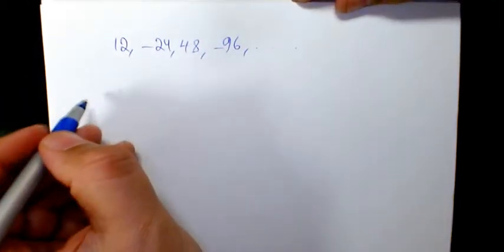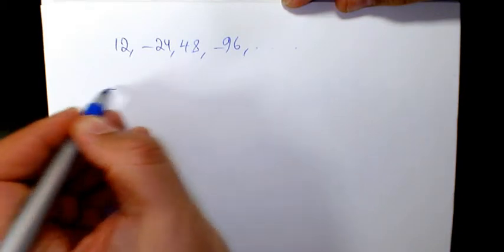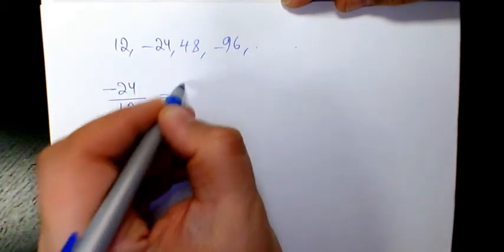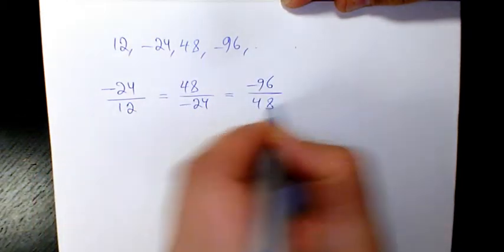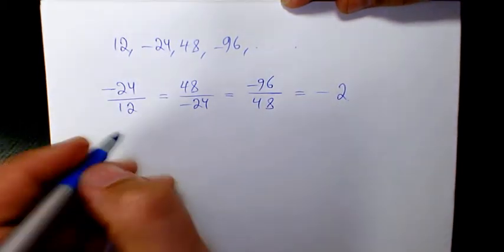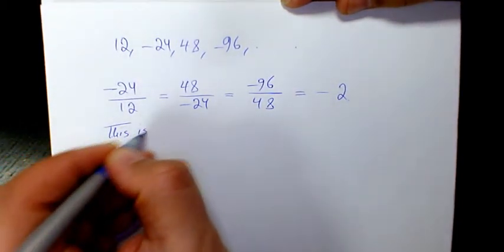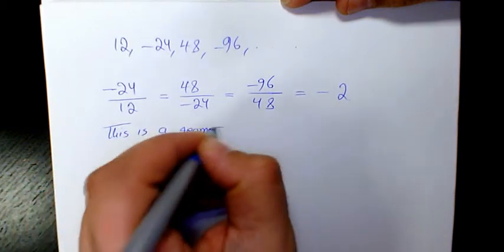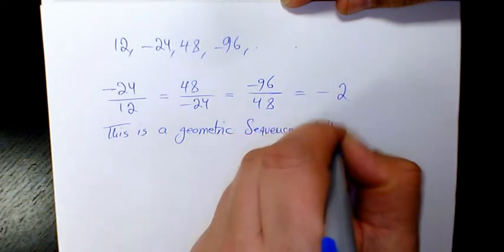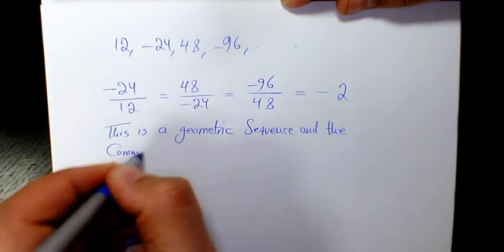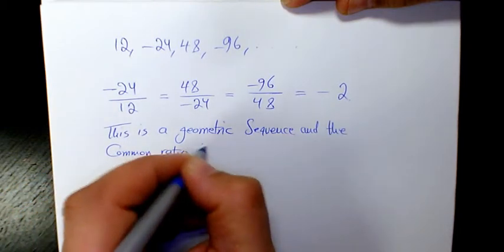Next one. 12, negative 24, 48, negative 96, and so on. Now the ratios: negative 24 over 12, 48 over negative 24, negative 96 over 48, all of them equal negative 2. So this is a geometric sequence, and the common ratio is negative 2.